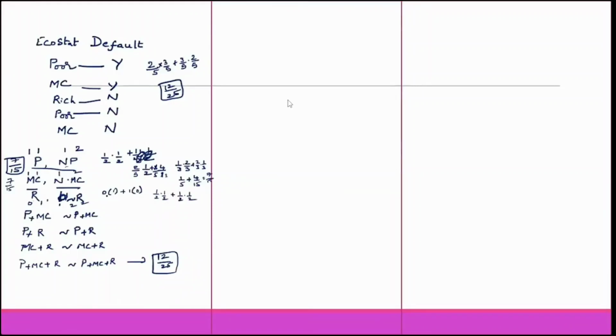Weightage wise, this is 1 by 5 and this is 4 by 5. So 4 by 5 times 1 by 2 comes out to 2 by 5.